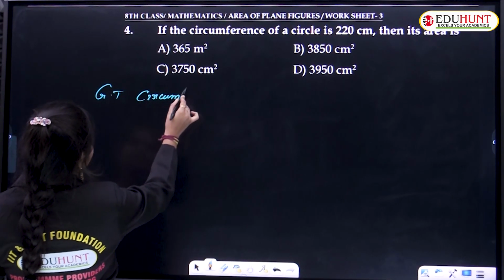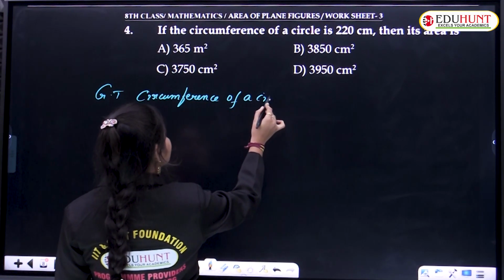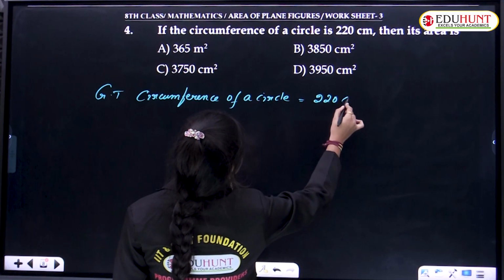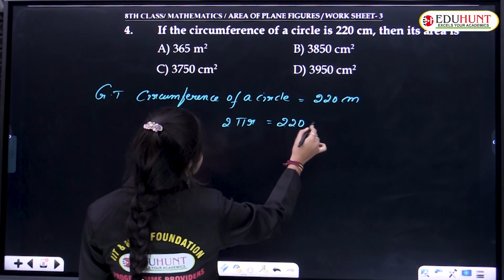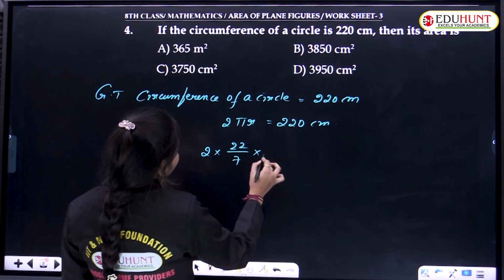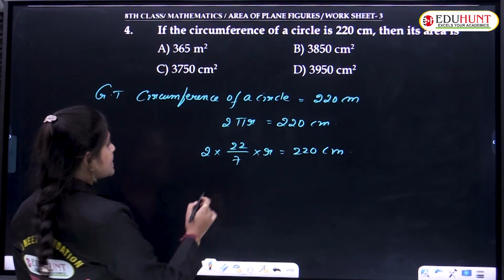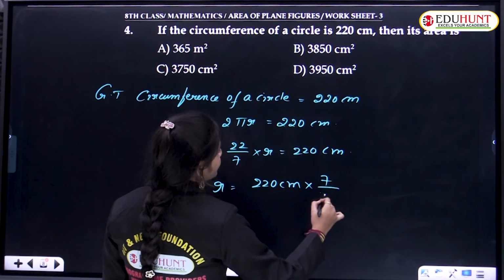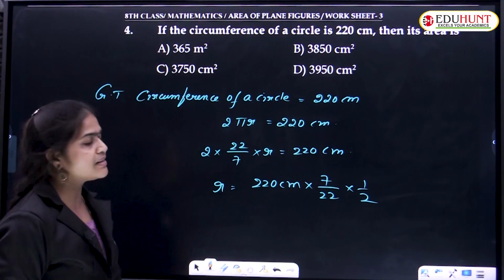the circumference of a circle is 220 centimeters. The circumference formula 2 pi r is equal to 220 centimeters. Now 2 into pi, which is 22 by 7, into r is equal to 220 centimeters. Now cancellations. r is equal to 220 centimeters into 7 by 22 into 1 by 2. Why? Because into 2 is there, no? That's why it becomes a division.